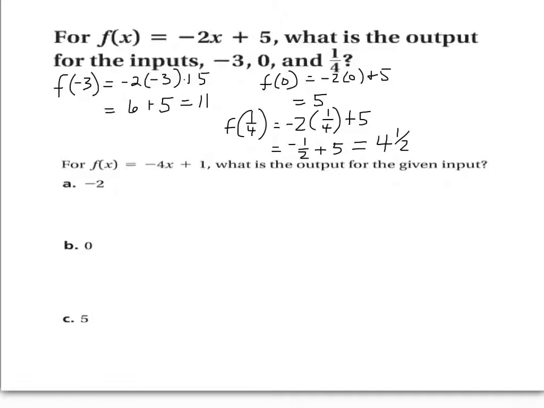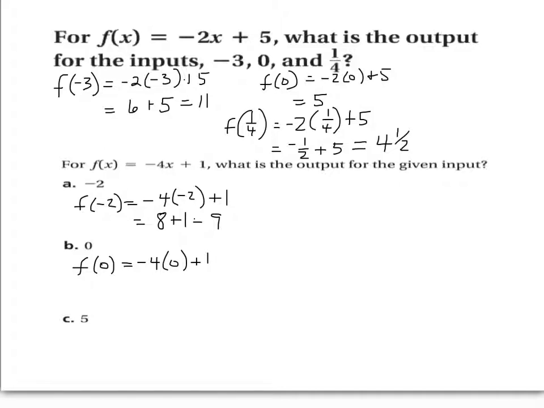If I want to find, it says for what is the output for the given input, I want to find f of negative 2. That means I'm going to put negative 2 into the equation for x. So this is 8 plus 1, which is 9. So f of negative 2 is 9. Same thing for 0, f of 0. This is negative 4 times 0 plus 1. Well, negative 4 times 0 is 0 plus 1 is 1. So f of 0 is 1.